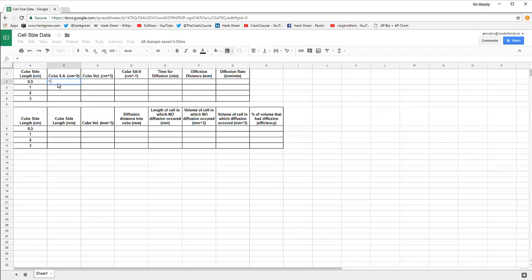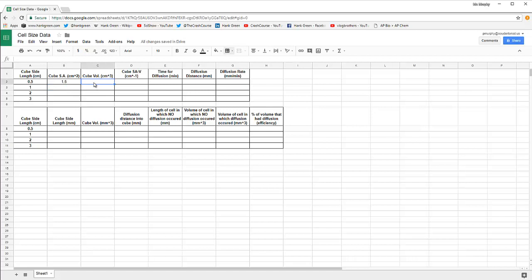So what I'm going to do is click here and I'm going to type equals, which establishes that we're doing a formula. And the formula for the surface area of a cube is six sides to a cube multiplied by the length. So I click here, and that puts that value in. That's the location of the cell I clicked on. And I multiply that by the width, which is the same thing. So I click that again, and I hit enter, and there you have your surface area.